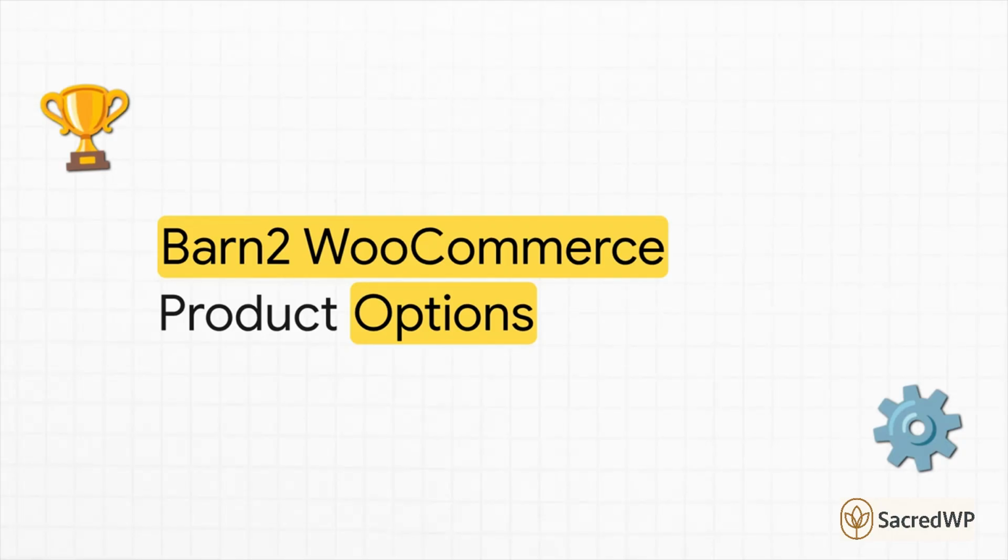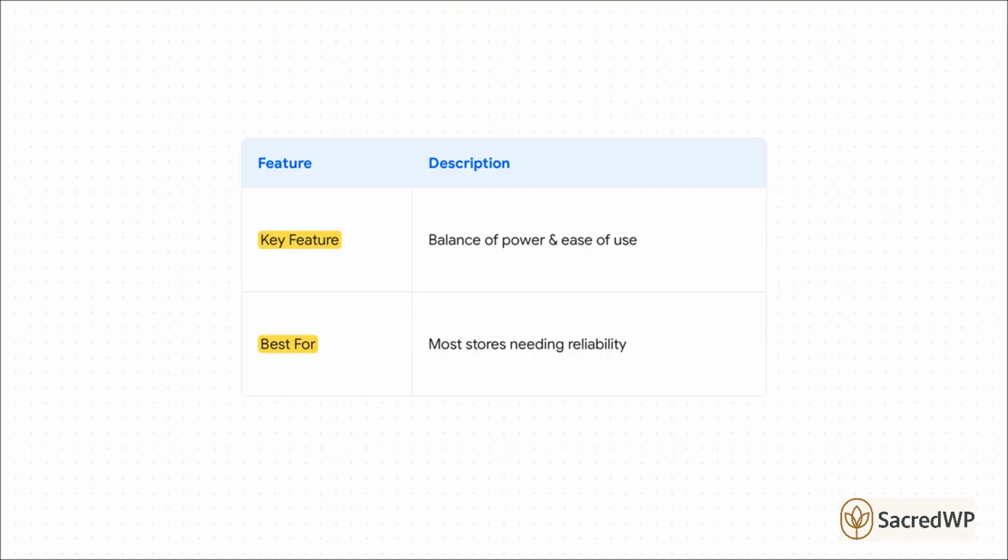Our runner-up, landing at number 2, is Barn2 WooCommerce Product Options. This plugin is a huge favorite in the e-commerce world, and for a very good reason. The reason everyone loves it is because it strikes this perfect balance. It gives you really powerful features like conditional logic and dynamic pricing, but it's all wrapped up in an interface that's so easy to use, you don't need to be a developer to figure it out. It's strong enough for complex products, but simple enough for anyone to manage. Honestly, for most stores out there, this is the reliable workhorse you're looking for.